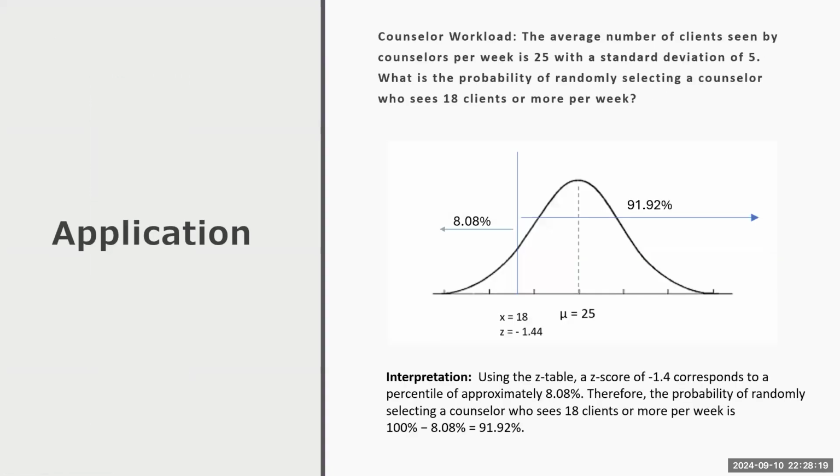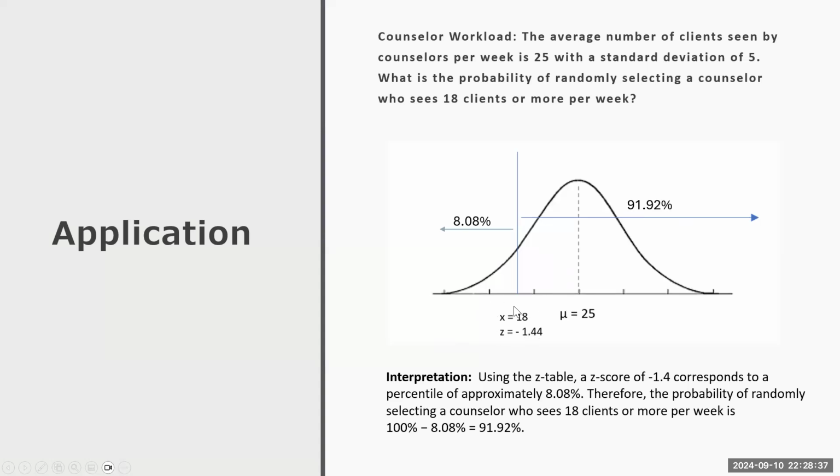Of course, I did convert it to percentages, so it shouldn't be converted to percentages. It should be proportion. So I should have left this as 0.0808, and this should be 0.9192. I see even Dr. Ellie makes mistakes.